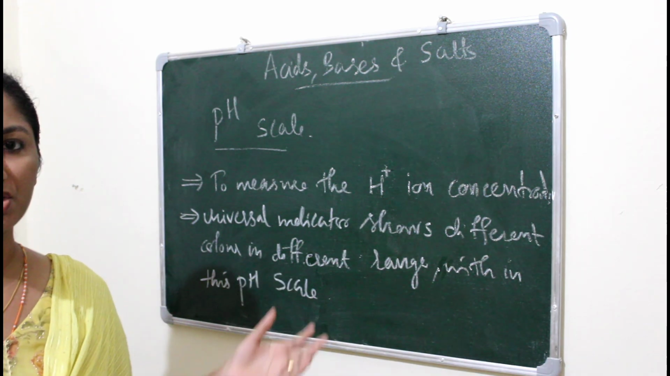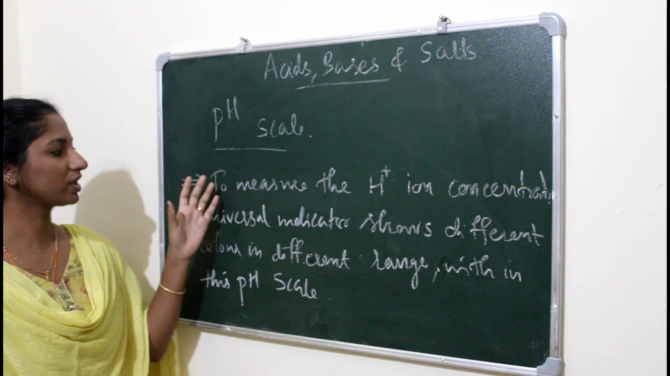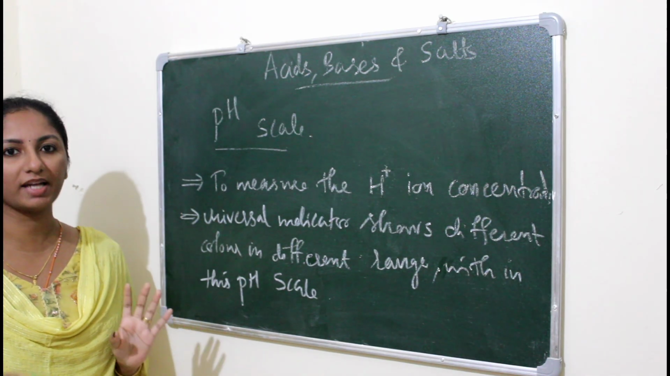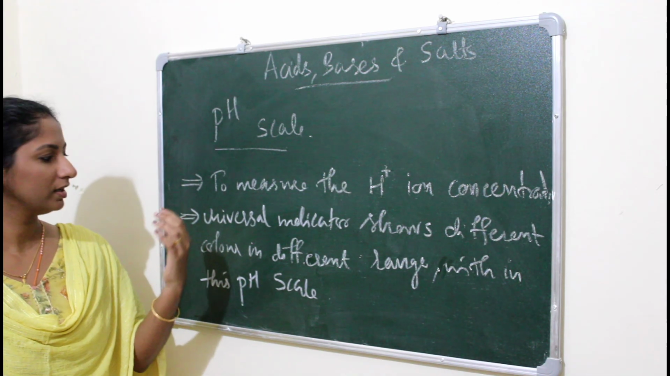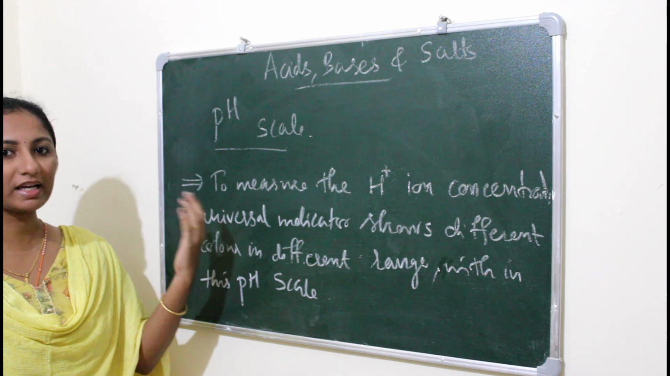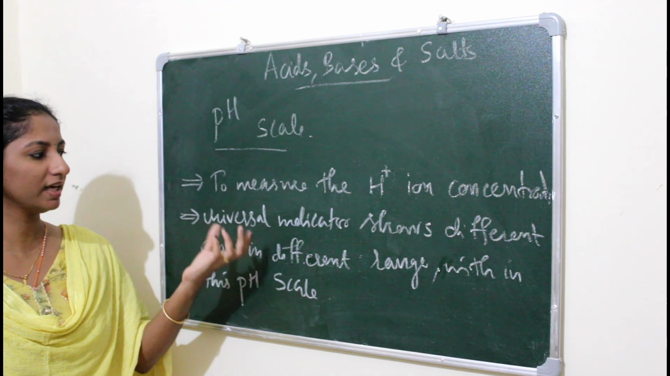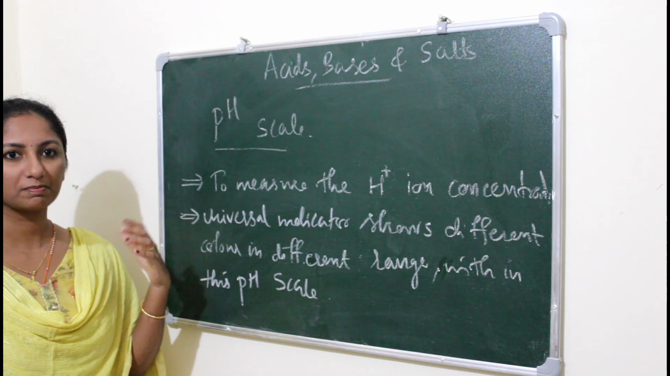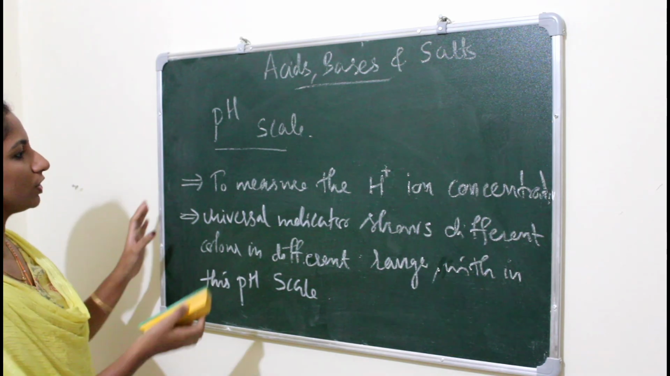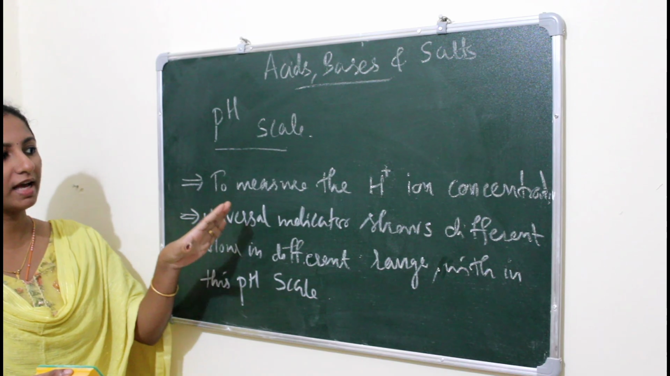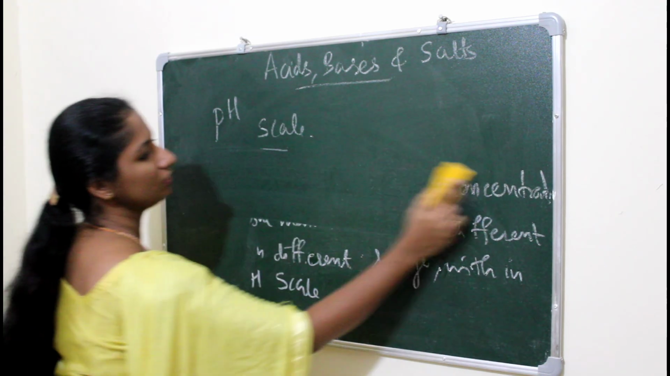So you can just note down the points. This pH scale is used to measure the hydrogen ion concentration, and with the combination of the color we can compare the color with the pH values. Then we can compare with the pH of the solution, whether it is acidic or basic. So it is based on the H plus ion concentration.